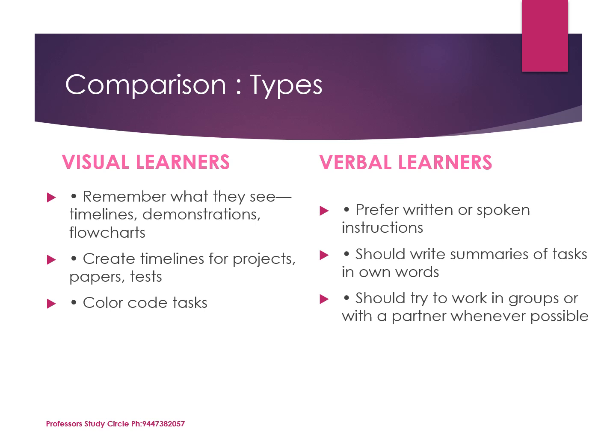The next comparison is between visual learners and verbal learners. Visual learners remember everything they see. Timelines, demonstrations, flowcharts, etc. are the ways to teach visual learners. Create timelines for projects, papers, tests, etc. Color code tasks. All these are the basic features of visual learners because they learn from what they see. Verbal learners prefer written or spoken instructions based on words.